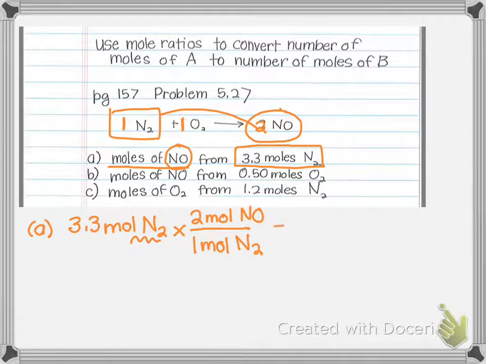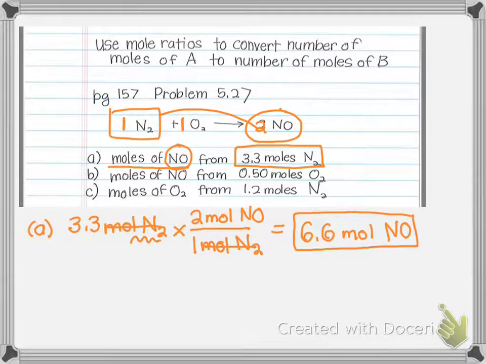So let me repeat that. When you're writing the ratio and you're trying to solve a problem, whatever substance you're given will always be in the denominator or the bottom of the ratio, so it cancels out. Whatever substance you're looking for will always go on the top. So here the nitrogen cancels out, and I see that I get 6.6 moles of NO.